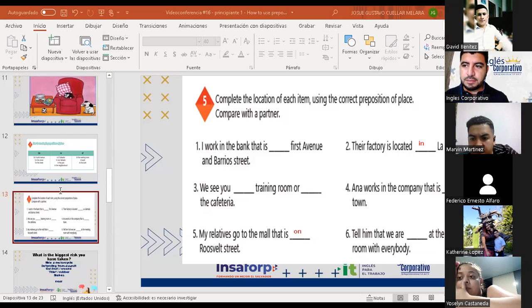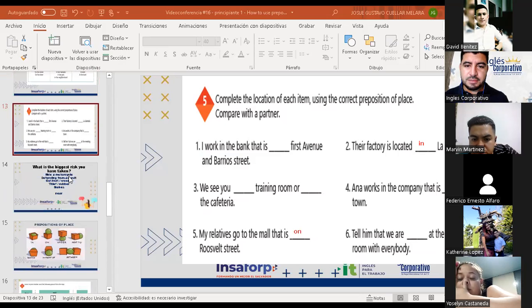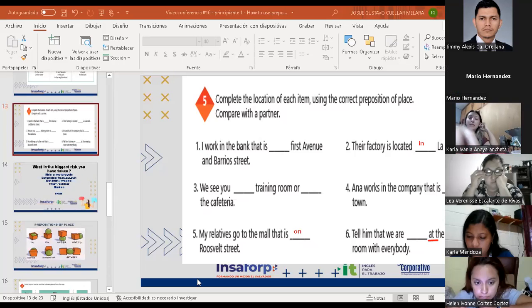Okay. Number six. Okay, number six. We are at the meeting room. Ah, esa está mala. Esa está mala porque ya está aquí. At the meeting room. Va a disculpar, esa estaba mala. O sea, at no tendría que ser escrita, ¿verdad? Esa es at the meeting room. Ok, thank you. What about if we listen to Ivania and then Carly?